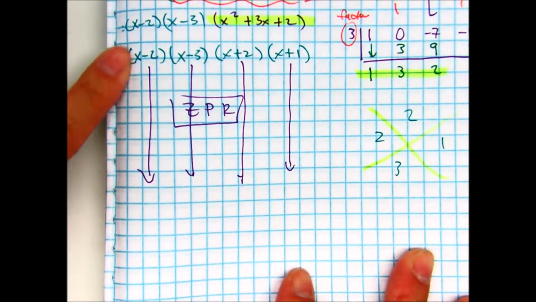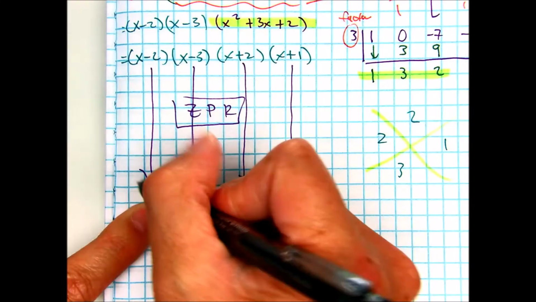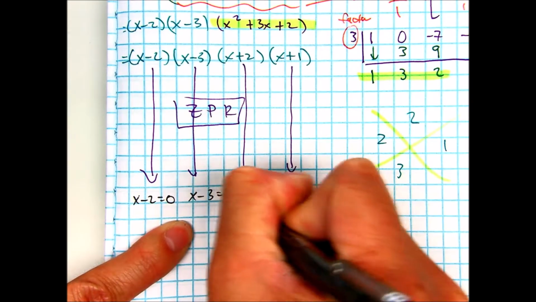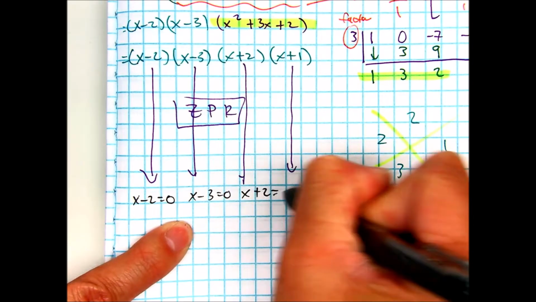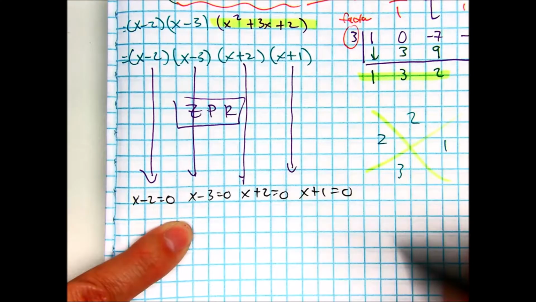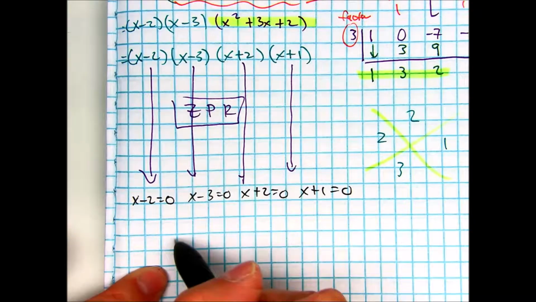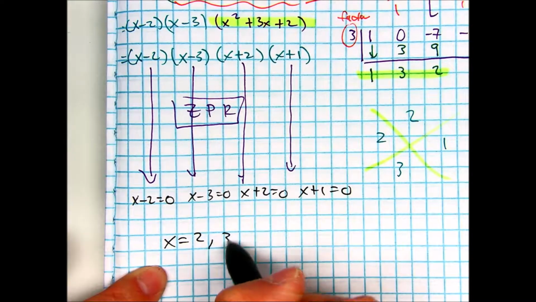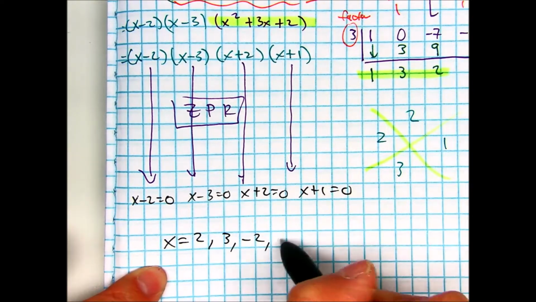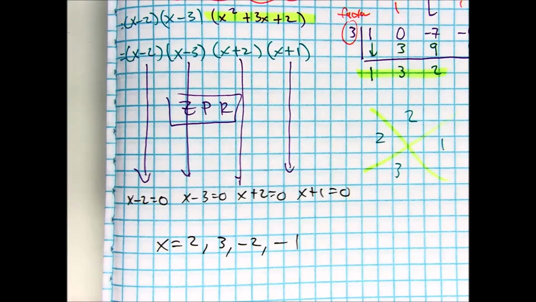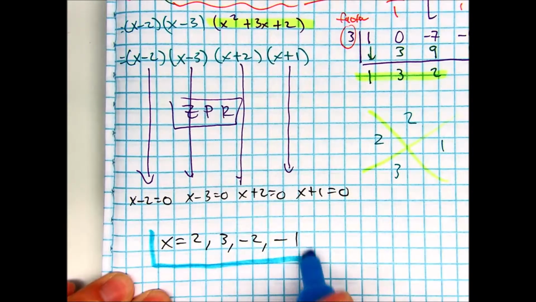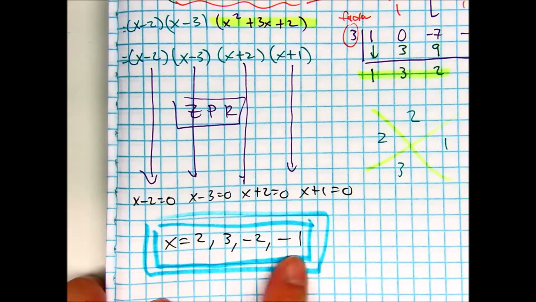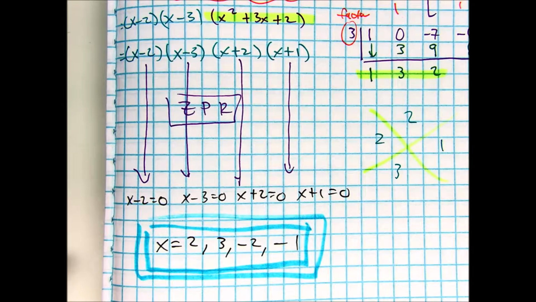How do I apply it? X minus 2 equals 0. X minus 3 equals 0. When you solve these, you'll get what? 2. This is our final answer. These are where they cross the x-axis. That's a fancy way of saying the zeros.